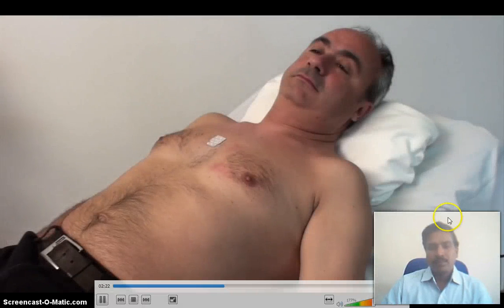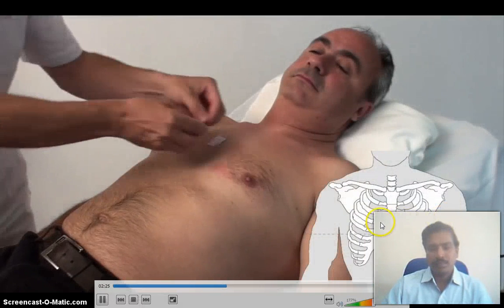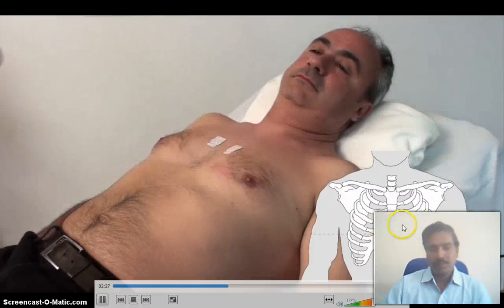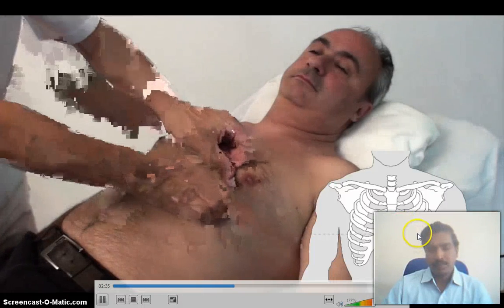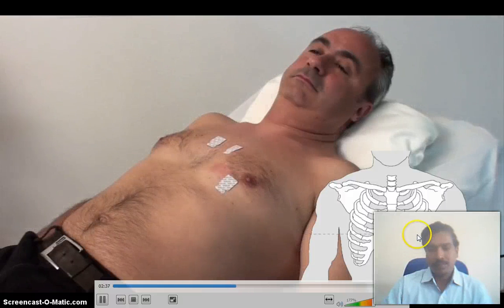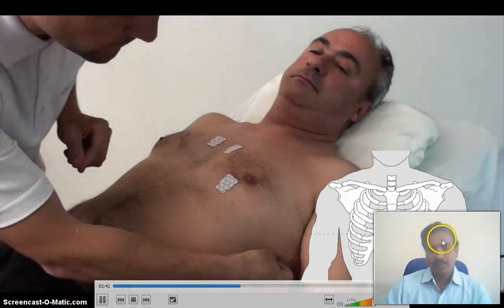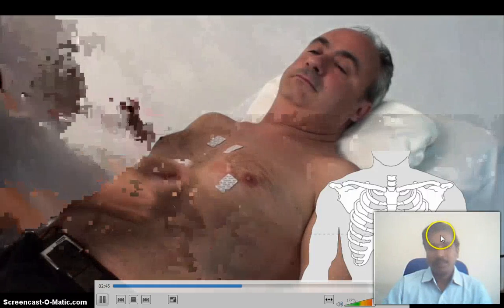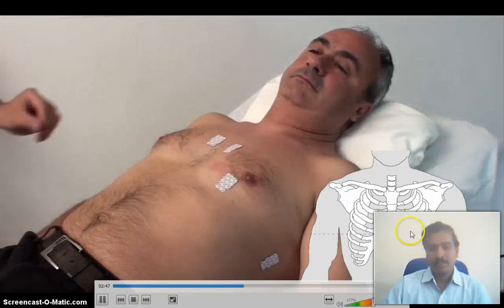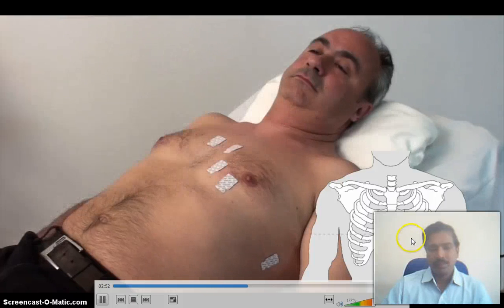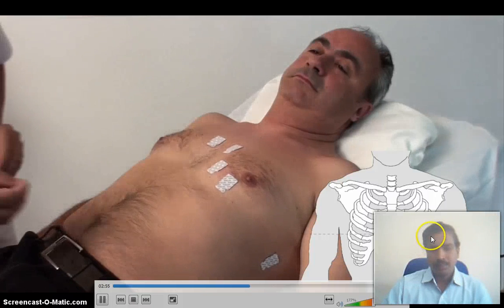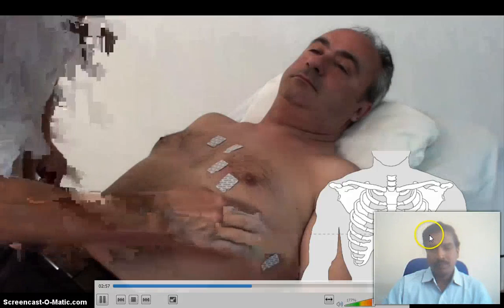C1 red, fourth intercostal space at the right sternal border. C2 yellow, fourth intercostal space at the left sternal border. C4 brown, in the fifth intercostal space in the mid-clavicular line. C6 purple, mid-axillary line at the same height as C4 and C5. C3 green, between positions C2 and C4. C5 black, on the anterior axillary line at the same height as C4.